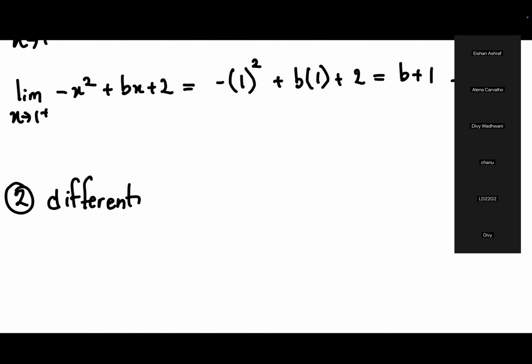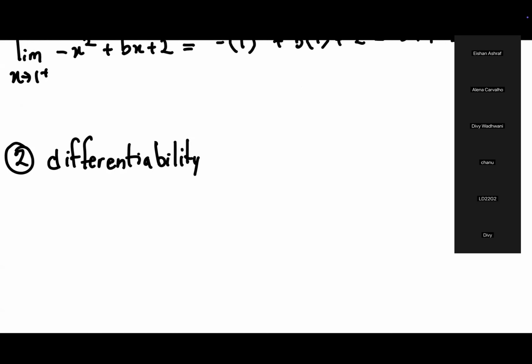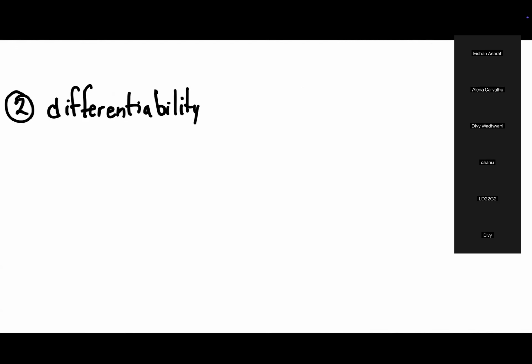Looking at differentiability, we know we have to look at both the left and right hand derivatives to see if they're equal. Or I guess we have to basically make new equations by setting the right and left hand side derivatives equal to each other.